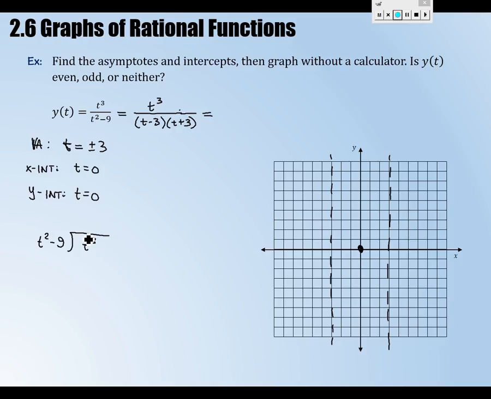t squared into t cubed. This couldn't be an easier slant asymptote, by the way. t squared into t cubed goes t times, multiplying gives us t cubed minus 9t, and subtracting gives us, we actually don't care what the remainder is, but it's 9t, okay? Which tells us that we can rewrite the original function as t plus 9t over t squared minus 9. If you don't believe me, anytime you want to check your division, add them back together and see that you do get the original function.